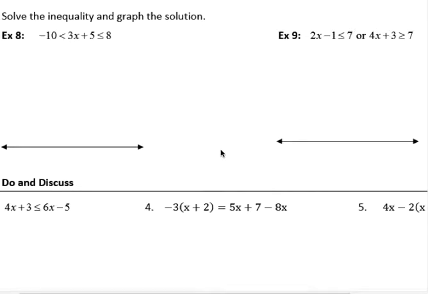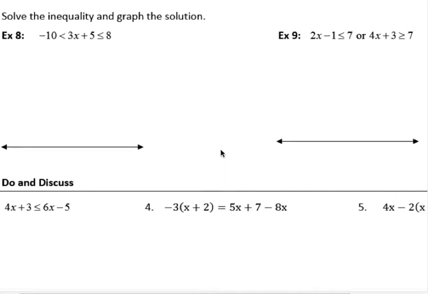This is Advanced Algebra 1.1. We're going to look at examples 8 and 9, and this is going to be solving an inequality. Both of these are compound inequalities. The first one's an and statement, so in order to find our solutions, it has to satisfy both ends of this.